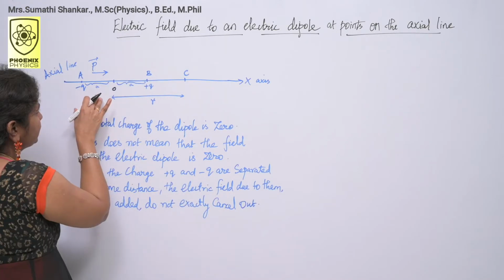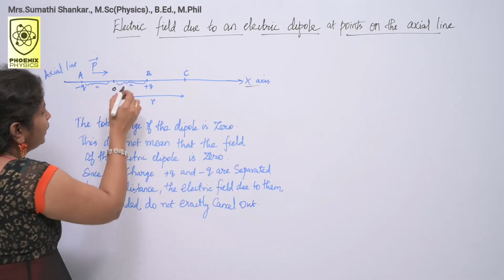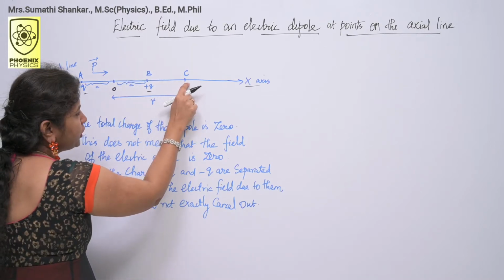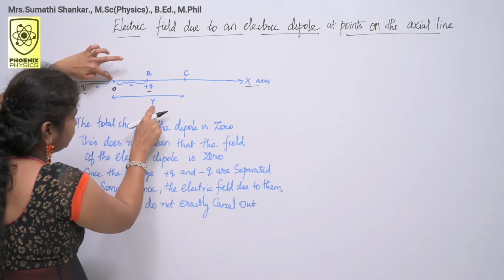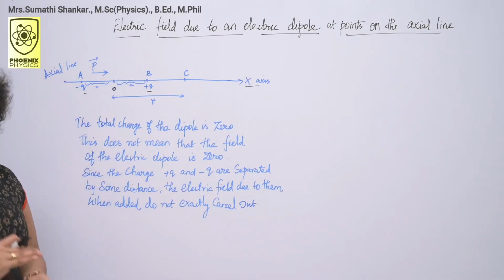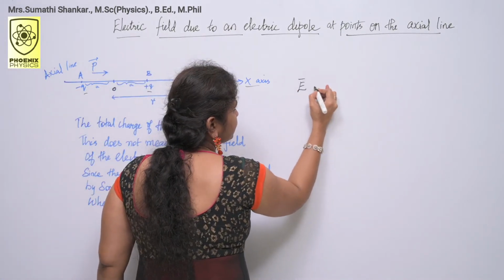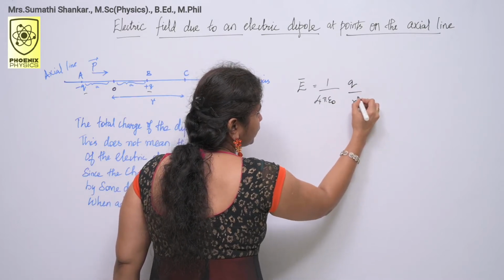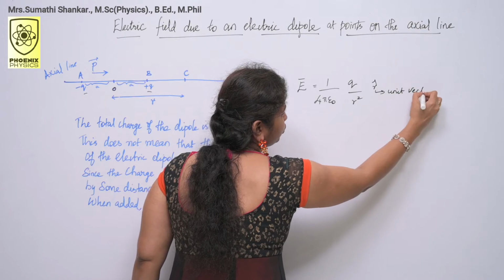Look at the diagram. Consider an electric dipole placed on the x-axis. This O is nothing but the midpoint of the dipole. A point C is located at a distance r from the midpoint of the dipole along the x-axis. You know that the electric field at point P is E vector, that is equal to 1 by 4 pi epsilon naught q by r square r cap. Here r cap is nothing but the unit vector. I hope you know that.